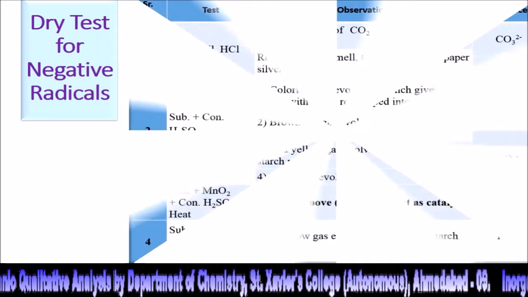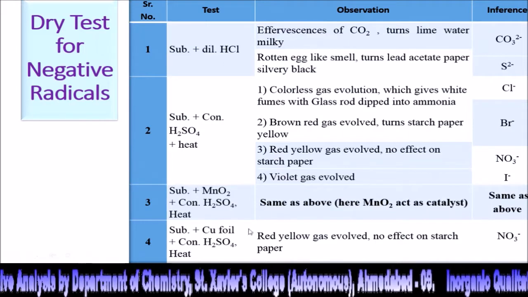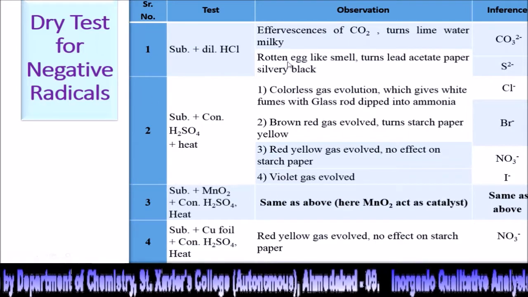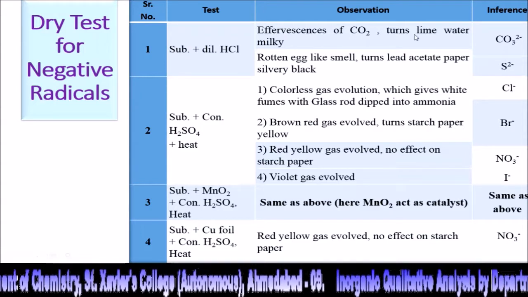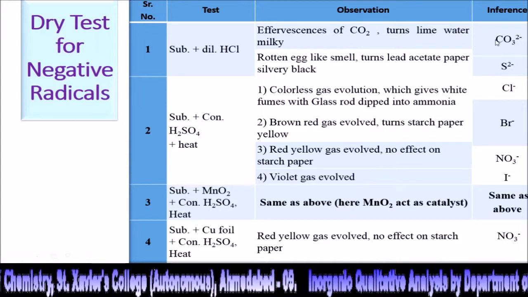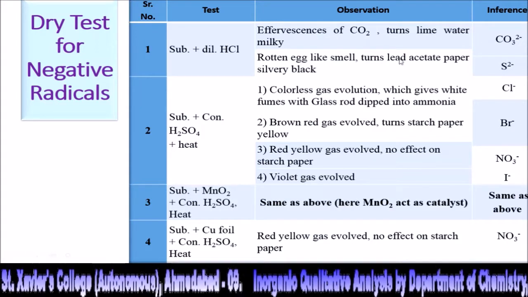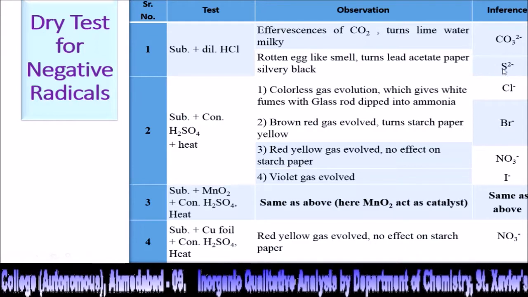Now we need to discuss the dry test of negative radicals. Eight tests are there. Out of 8, these 4 tests are represented over here. Test number 1 is substance plus dilute HCl. It has 2 observations. Effervescence of CO2 which turns lime water milky, then we can say carbonate may be present.